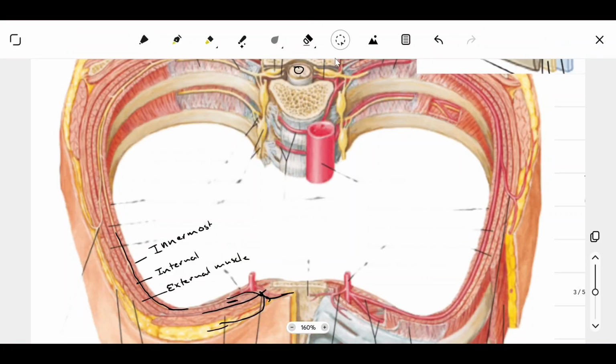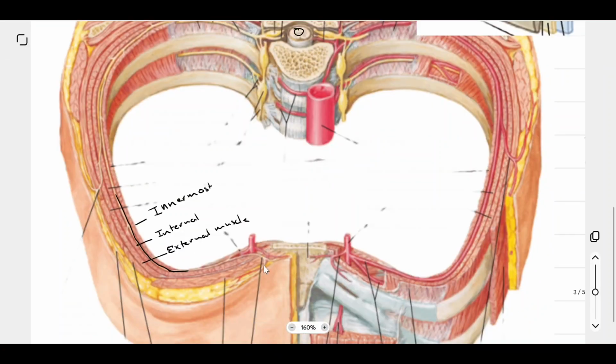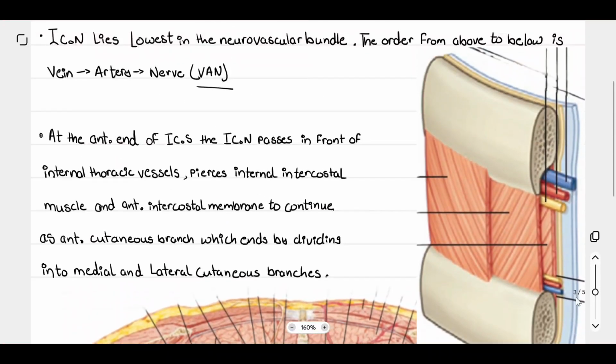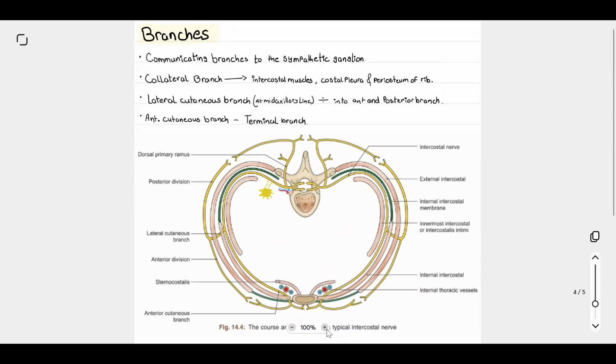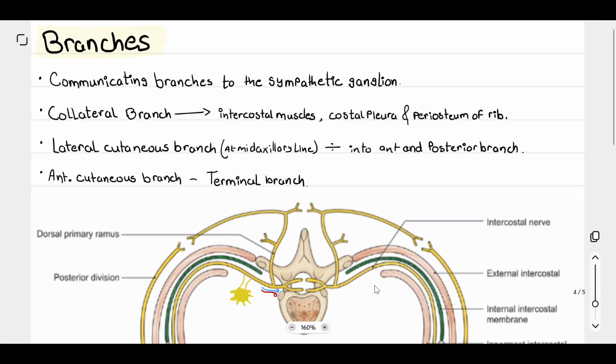Clearing away my ink for you. Once again showing you, this is the anterior cutaneous branch, which further divided into medial cutaneous branch and lateral cutaneous branch. So done with the course of intercostal nerve. Now the branches. As I have already told you, there are chiefly four branches of intercostal nerves. Firstly, the communicating branch to the sympathetic ganglion.